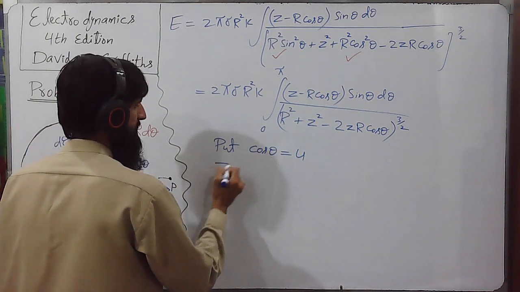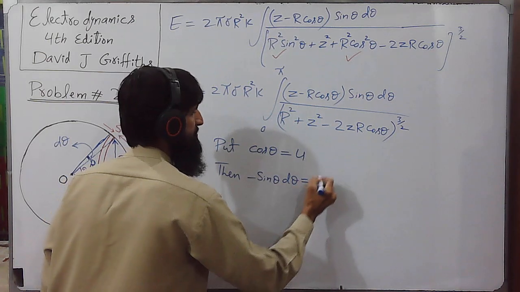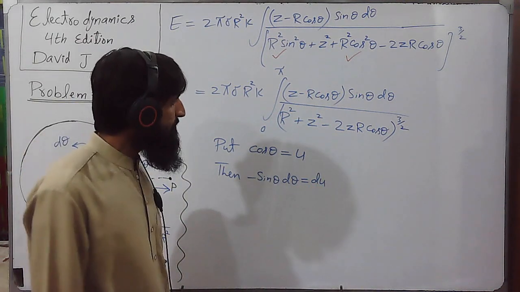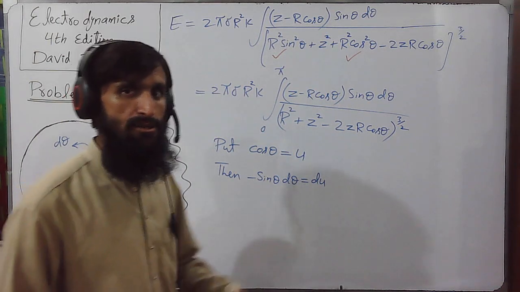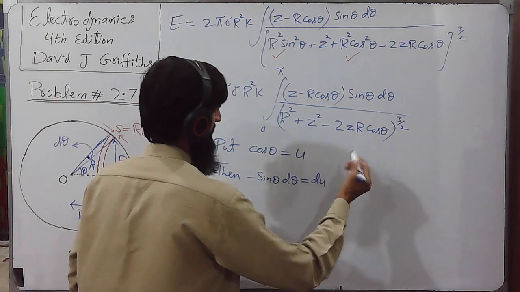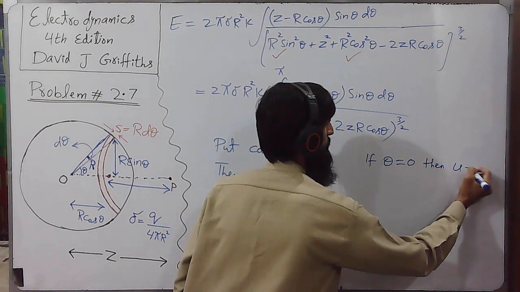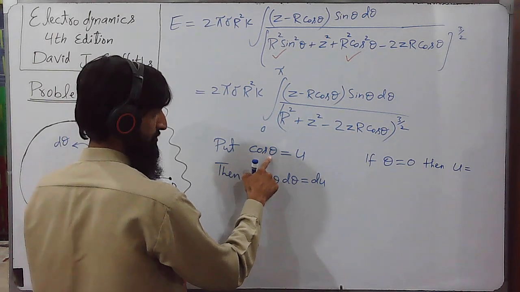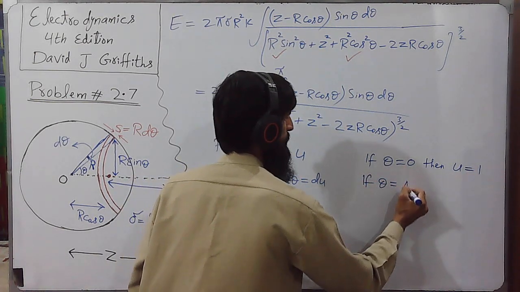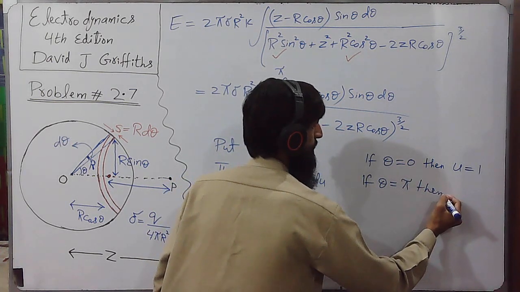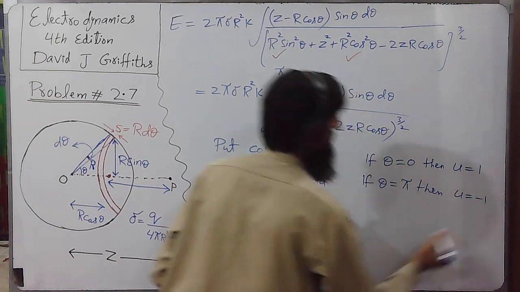So if I put cos theta equal to u, then by taking differentials on both sides, we will get minus sine theta into d theta equals du. And one thing more, if we convert this theta variable into u variable, then definitely the limits of integration will also change. Now let's see what changes will be made in the limits of integration. If theta is equal to 0, then u equals what? If I put theta equal to 0 here, then cos 0 equals 1, so u will be equal to 1. And if theta is equal to pi, then what will be u? If I put theta equal to pi, then cos pi equals minus 1, so u will be equal to minus 1.